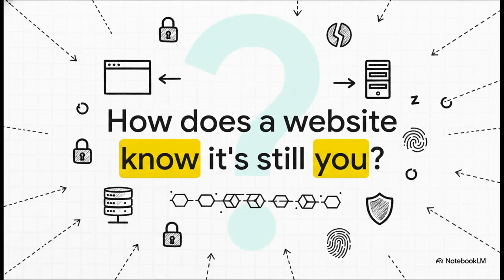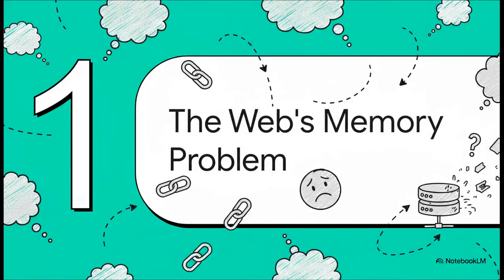It seems like a really simple question, right? But the answer is actually the key to, well, pretty much all of modern web security. See, every single time you click a link after logging in, you're starting a brand new conversation with the website's server. And here's the kicker. The web, by its very nature, has a terrible, terrible memory. And that brings us to the web's biggest challenge, its memory problem.